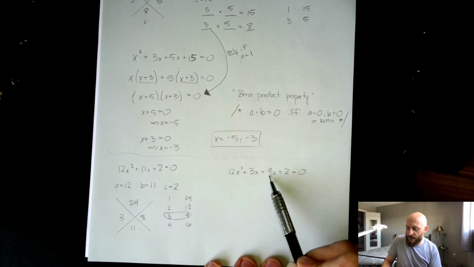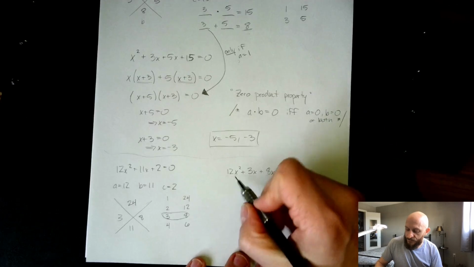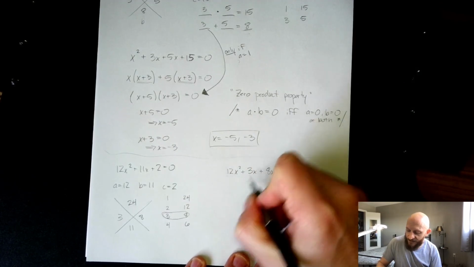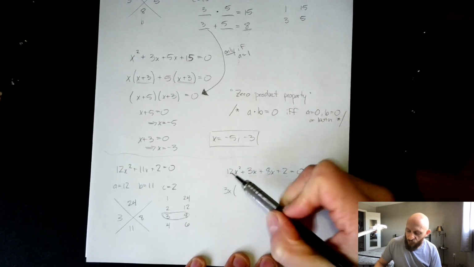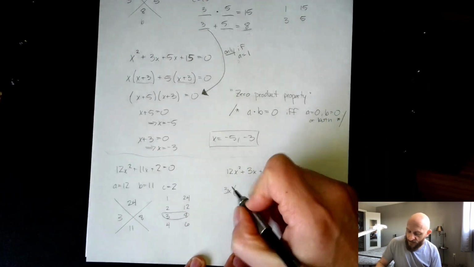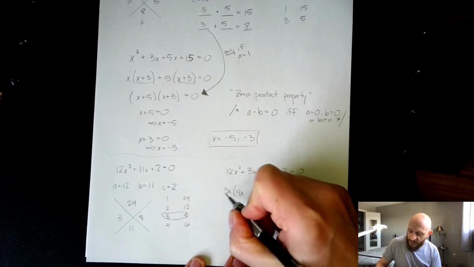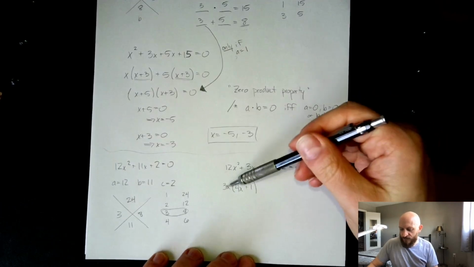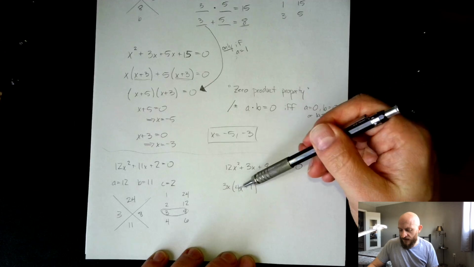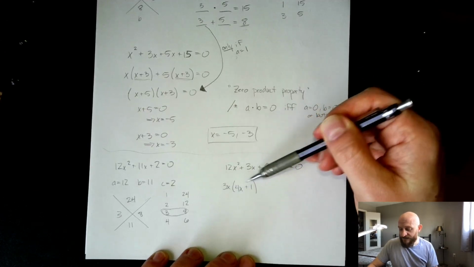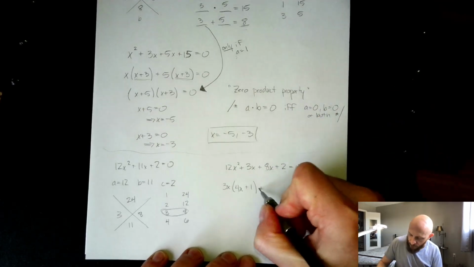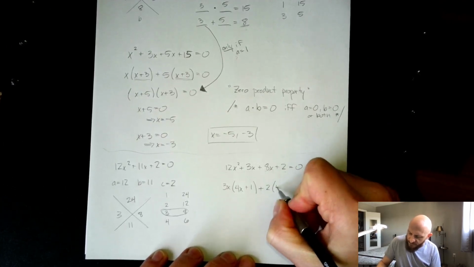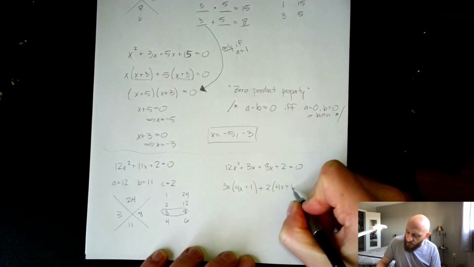Now I'm going to factor the pairs of terms. So what can I pull out of 12x squared and 3x? I can pull 3x out. 12x squared divided by 3x is 4x. 3x divided by 3x is 1. And at this step, it's always smart to do a quick double check. If I distribute 3x back in, 3x times 4x is 12x squared. 3x times 1 is 3x. What can I factor out of 8x and 2? Well, just 2. 8x divided by 2 is 4x. 2 divided by 2 is 1.